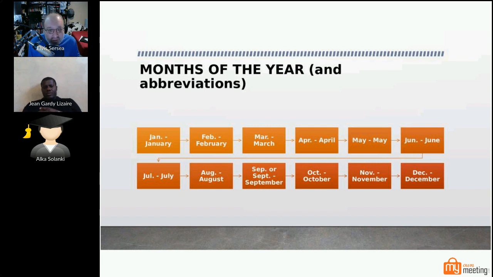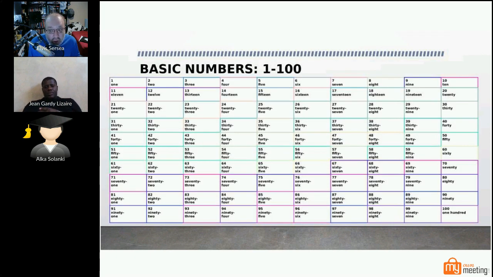Let's hope so. Okay, so let's move from the months of the year to the first 100, the basic numbers. When we meet again, I'm going to teach you how to read big numbers, numbers in the millions, in the billions, in the trillions. But first, we have to master the basic numbers. Okay, so, are you ready? Yes, we are. Okay, great. So, basic numbers 1 through 100.